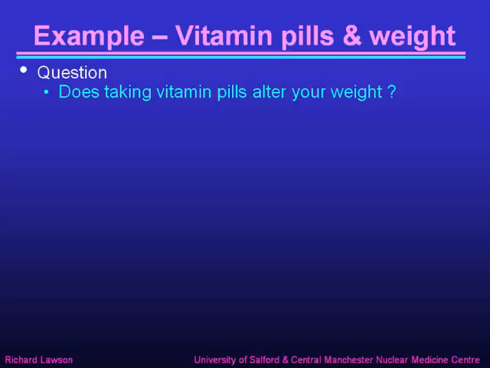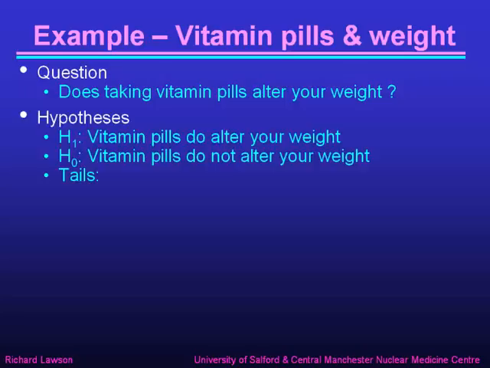So let's take a hypothetical example relating to some vitamin pills and weight. Our question might be, does taking vitamin pills alter your weight? So the hypothesis is that vitamin pills alter your weight, and the null hypothesis is therefore vitamin pills do not alter your weight. So is that a one-tailed test or a two-tailed test?